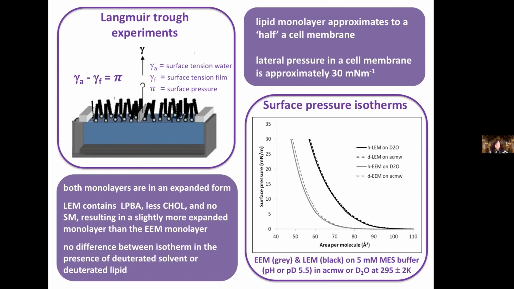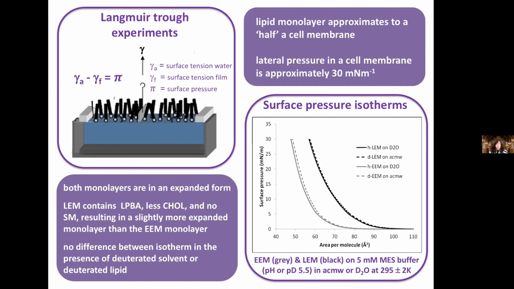Why do we want to do this? Well, the monolayer is actually quite a good model for half a cell membrane. And if you compress that monolayer to a surface pressure of about 30 millinewtons per meter, it's actually quite a good mimic of the lateral pressure present within a cell. So they're actually quite simple, but quite good models of what's going on in a cell.